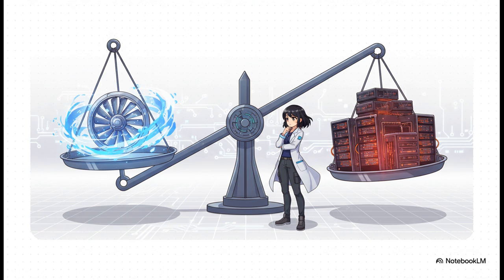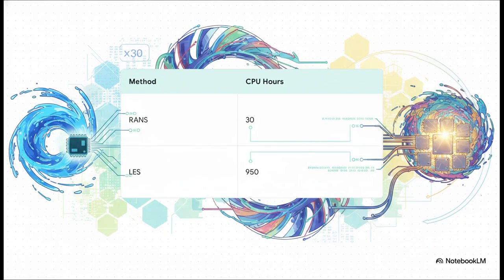But every great victory has a story, and this one comes with a pretty crucial trade-off. This incredible, unmatched accuracy, well, it doesn't come for free. It comes at a steep, steep price. So let's actually quantify that price. According to the research, running that baseline RANS simulation took about 30 CPU hours. Not bad, but to get that beautiful, high-fidelity result from LES, that took 950 CPU hours. That's more than 30 times the computing power.